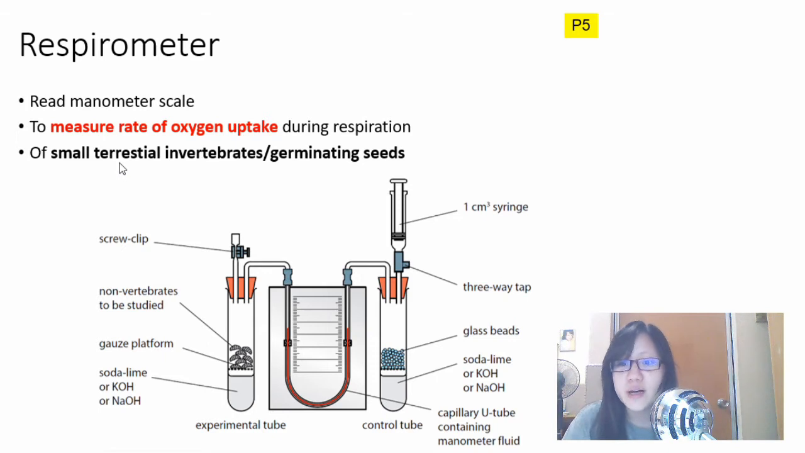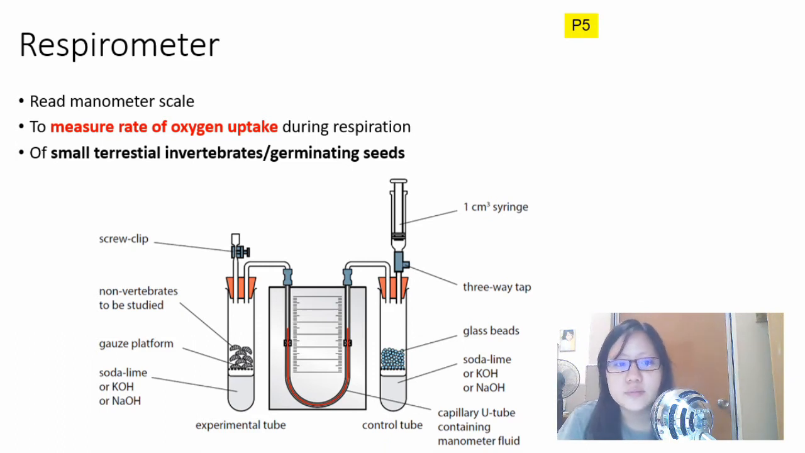So it could be grasshoppers, it could be cockroaches, okay, it could be some mealworms or things like that. Or we can use germinating seeds. Germinating seeds because they don't undergo photosynthesis just yet, they undergo respiration only. So they do not have leaves yet, so they can't photosynthesize.